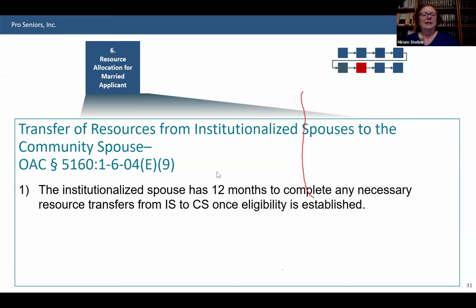So after you are determined eligible, in our Julie and Jim's example, Julie's resources need to be transferred to Jim within 12 months after she becomes eligible. If she has not, they become accountable resources of Julie, because essentially the rules consider them to have been separated by institutionalization.